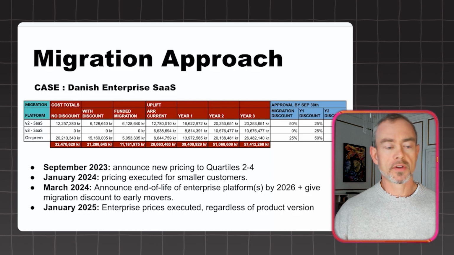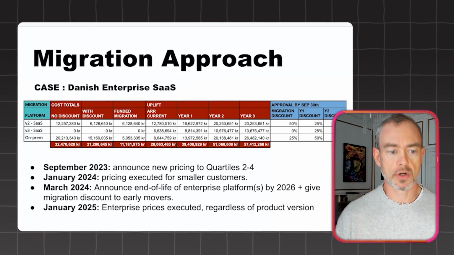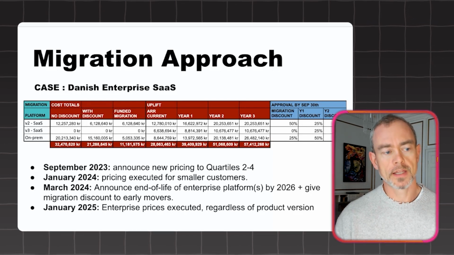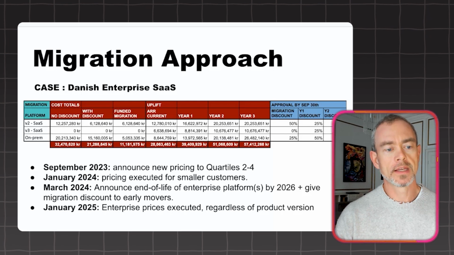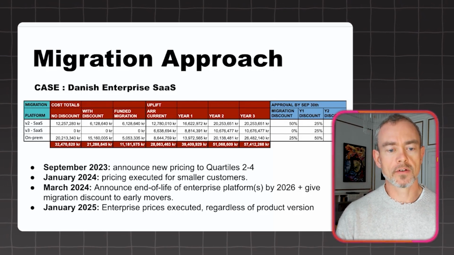For example, here's a snippet from a spreadsheet with actually a Danish customer, where we say, okay, we have about 28 million of current ARR. We want to hit 57 million. So like a doubling of prices. But that is actually what we do in year 3. And then we separate the customers in version 2 and 3 and on-prem. So they have different, let's say, segments. And then we phase it in over a couple of years.